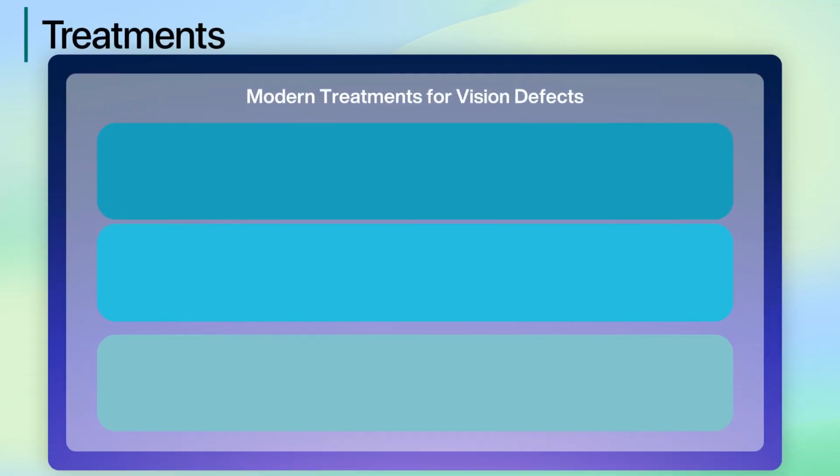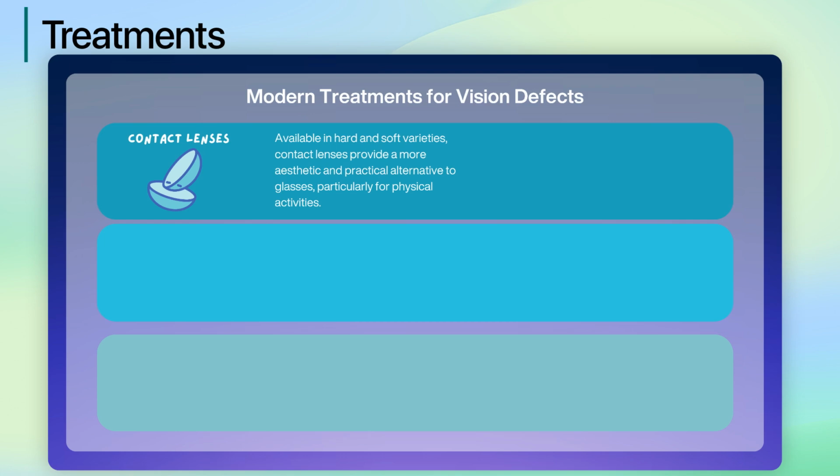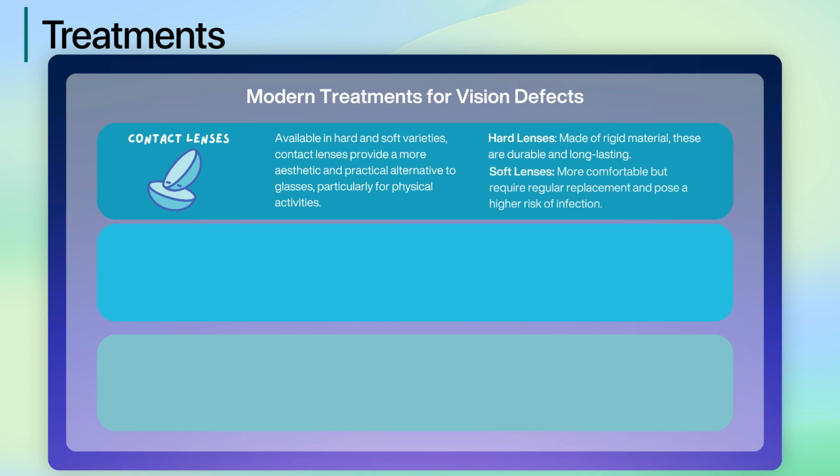Let's go into more detail about modern treatments. Contact lenses are available in hard and soft varieties and provide a more aesthetic and practical alternative to glasses, particularly for physical activities. Hard lenses are made of rigid material. These are durable and long-lasting. Soft lenses are more comfortable, but require regular replacement and pose a higher risk of infection.